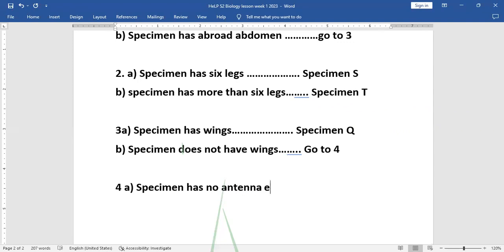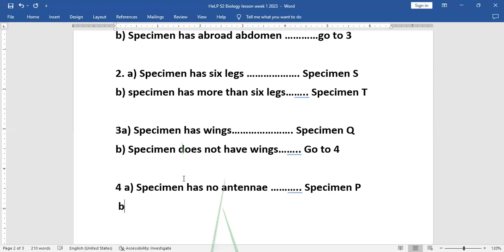Do we know the name of that one? Do we know the specimen? Specimen P. This will be specimen P. Good. Then the other one we could use would be? Specimen has antennae. Very good.